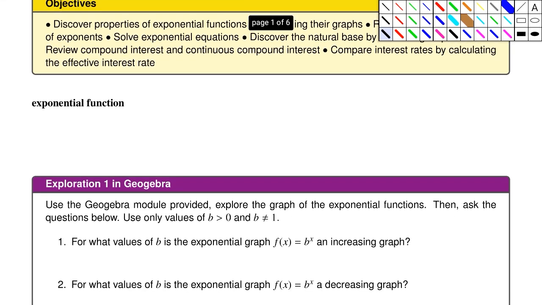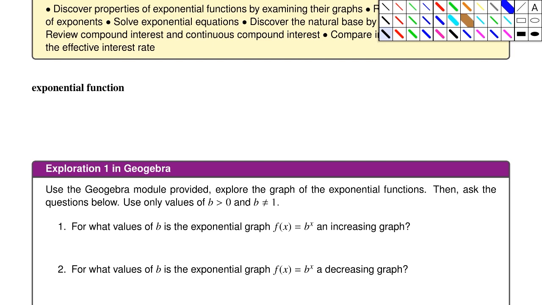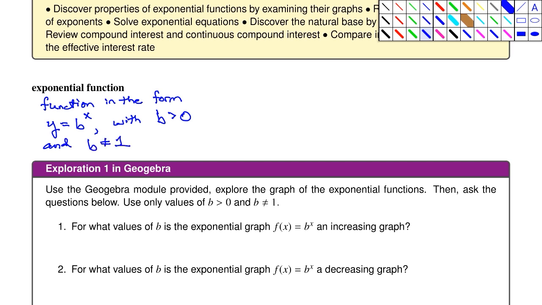So let's get started with the exponential function. This is a function in the form y equals b to the x, and b is called the base. There are certain restrictions on this base. First, it has to be positive, so it has to be greater than 0, and the base cannot be equal to 1, because 1 to the x is just 1, and that's not exactly what we're looking for with this characteristic of the exponential.